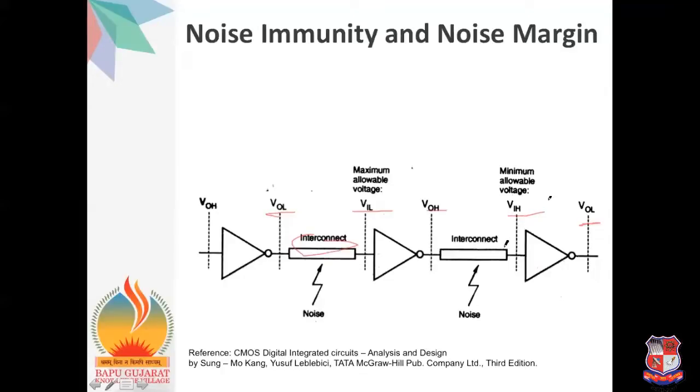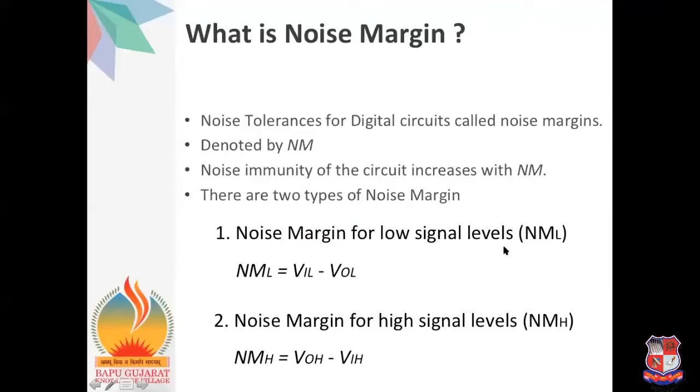So this observation leads us to the definitions of the noise margin. Here, the noise tolerance for the digital circuit is called the noise margin, which is denoted by Nm. Noise immunity of the circuit increases with the noise margin. There are generally two types of noise margins: the noise margin for the low signal level, that is the NML, and the noise margin for the high signal level, that is the NMH.